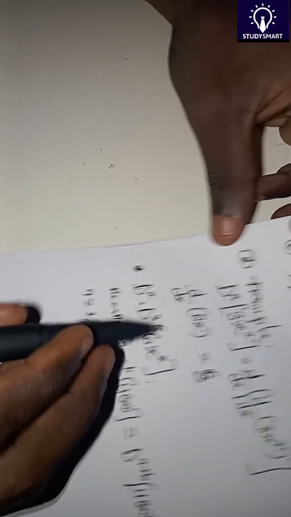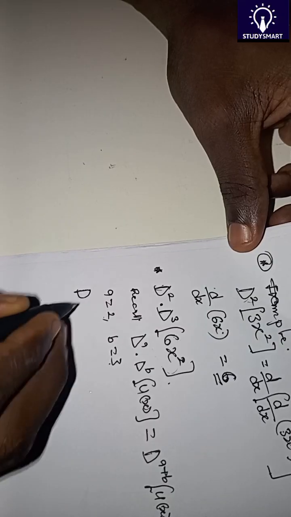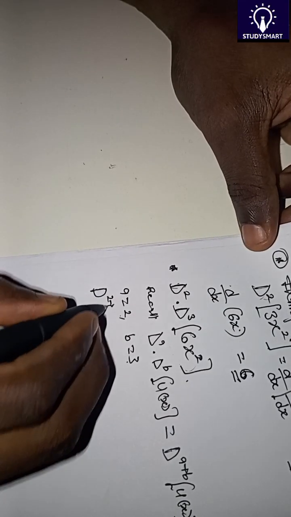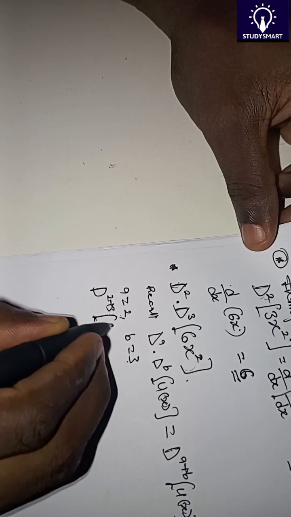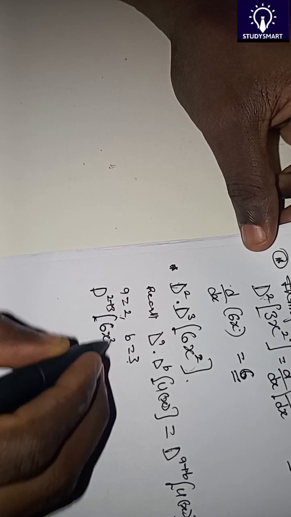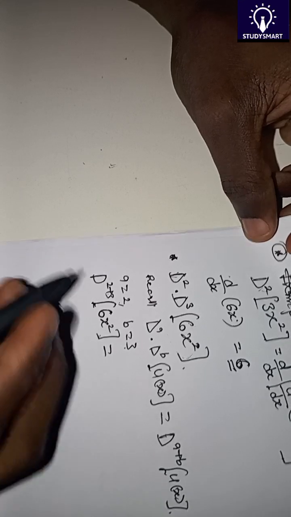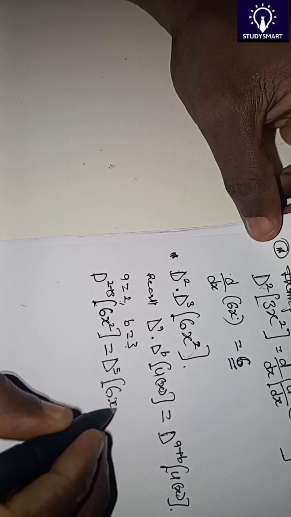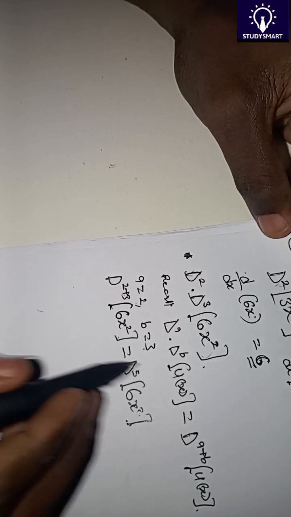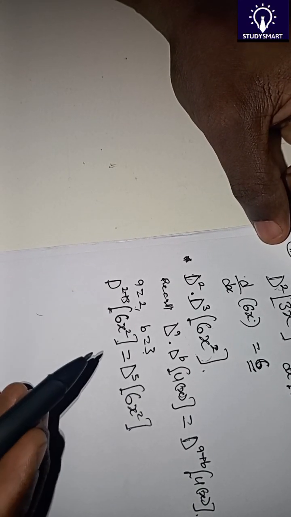So if we do so, from our expression, I'm going to have d to power 2 plus 3 here, times this function of 6x squared. So 2 plus 3 here will give me 5. So I have d to power 5 into 6x squared. Alright, so what this means is that I'm going to differentiate this expression 5 good times.